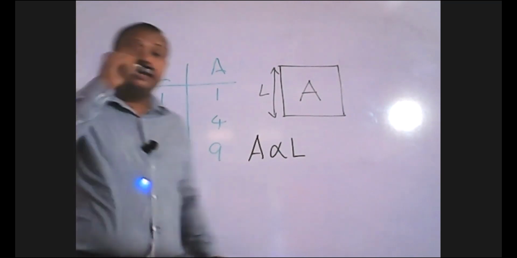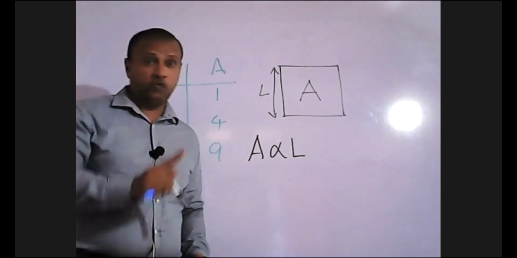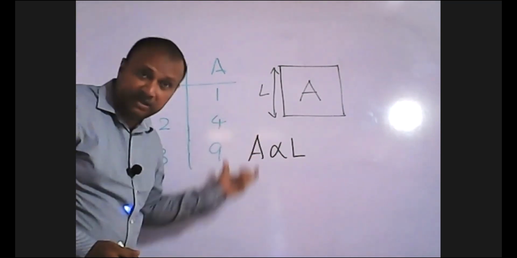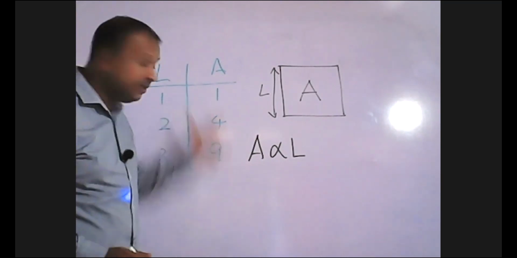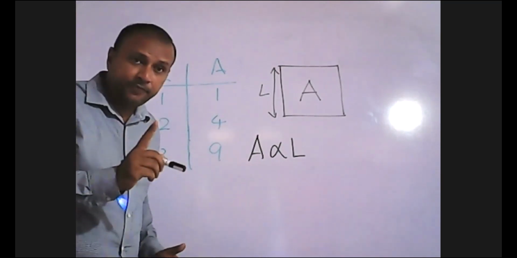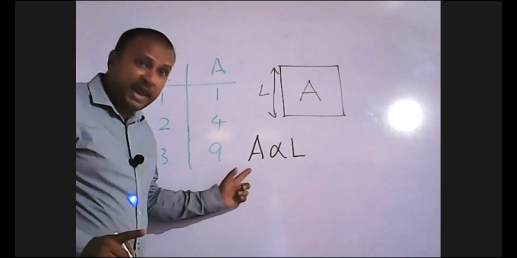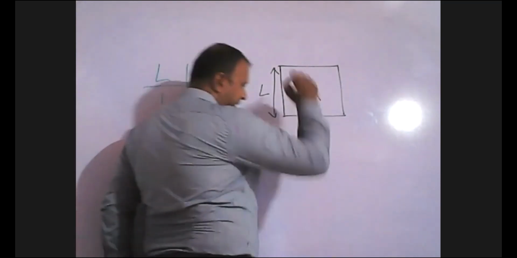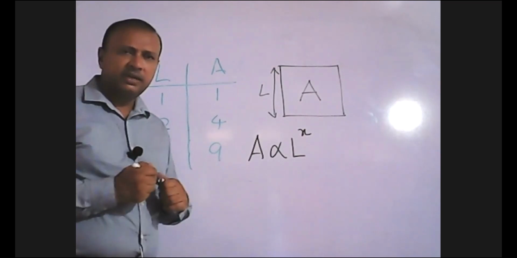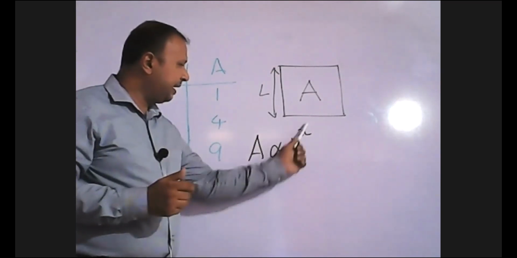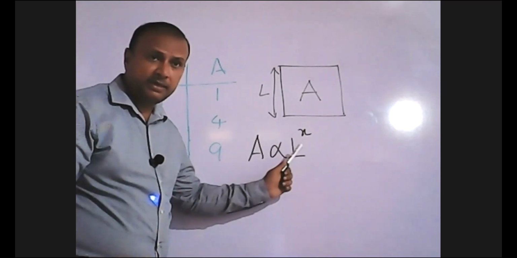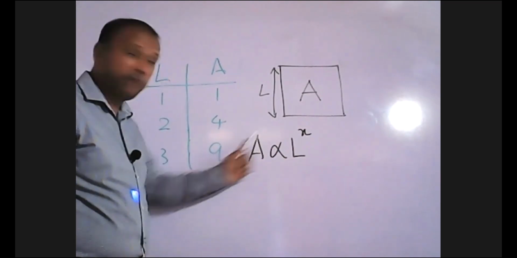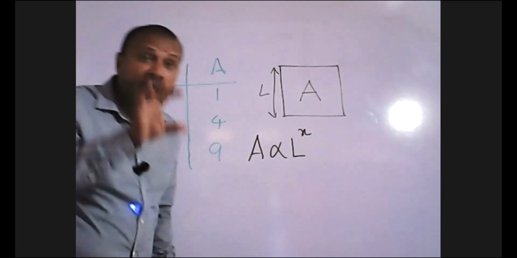But I can assume one thing. Because as L increases, A increases too. As A increases, L increases too. I can say A can be directly proportional to L to the power X. I don't know that X value, but some power of L can be directly proportional to it. I can assume this one.